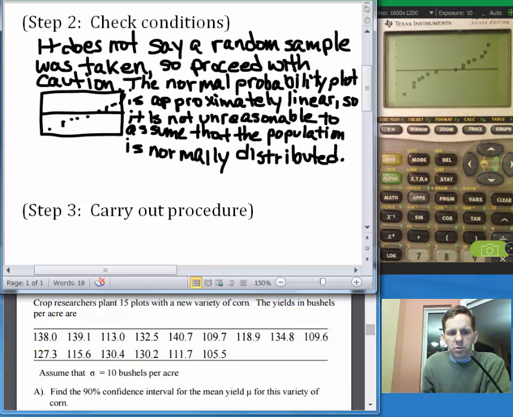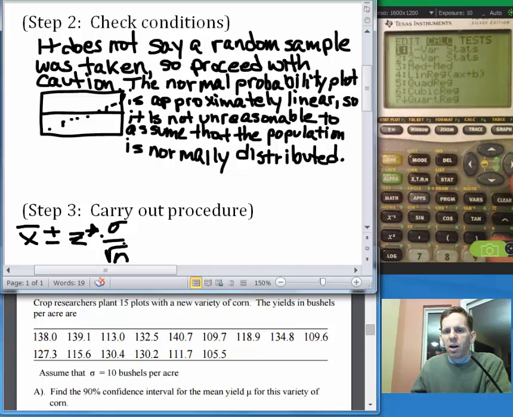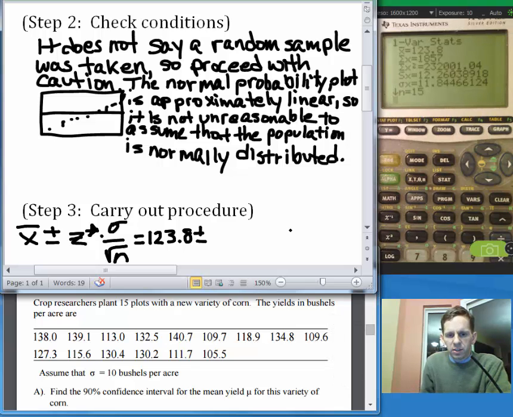Step 3, carry out the procedure. Now we're actually going to work out the confidence interval formula. Our formula for this problem is x bar plus or minus z star times sigma over the square root of n. To find x bar, we're going to go back to your calculator. We're going to go to stat calc, one variable stats, and we're going to pick out the mean here, which is 123.8. That's your sample mean. Z star is a value that you get from the back of the book. We've dealt with 90% confidence already. The z star value for 90% confidence is 1.645.